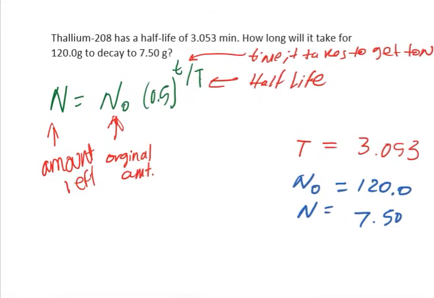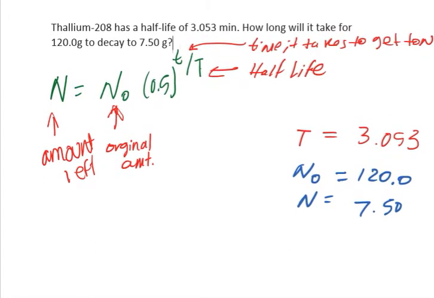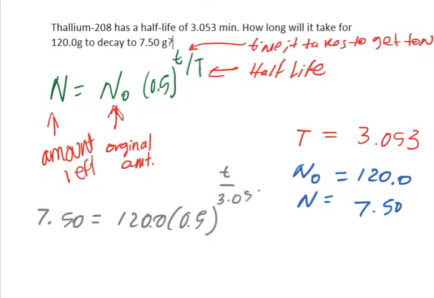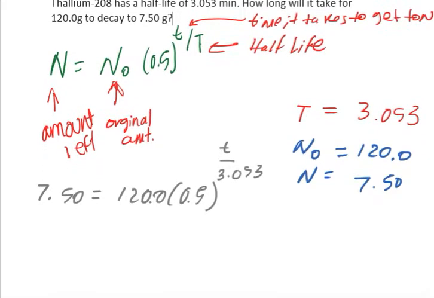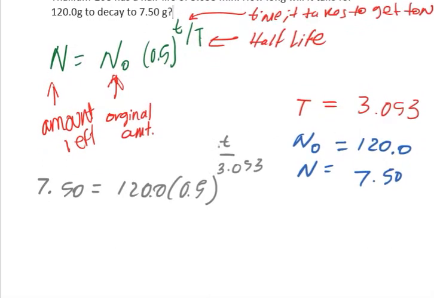Well, let's go ahead and find out. Let's substitute everything in, and then I'll tell you what we're solving for if you don't already see it. So 7.50 is equal to 120 times 0.5 raised to the little t over 3.053. Well, clearly we don't have t. So we want to find what t is, the little t.